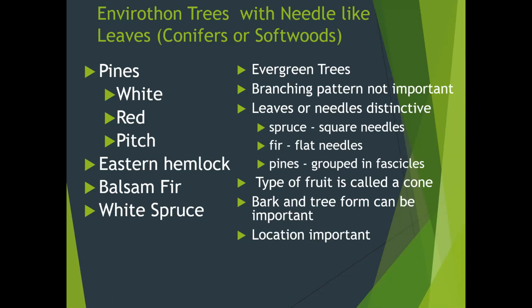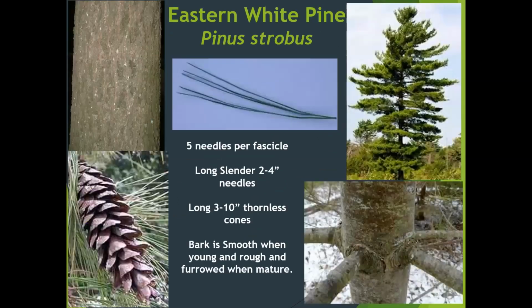And the type of fruit that they bear is called the cone. So each one of these has a cone. They're not all called pine cones, which a lot of people like to just say. But hemlocks have hemlock cones, and fir have fir cones, and spruce have spruce cones. The bark and the tree form can also be an important factor, as well as the location of the tree.